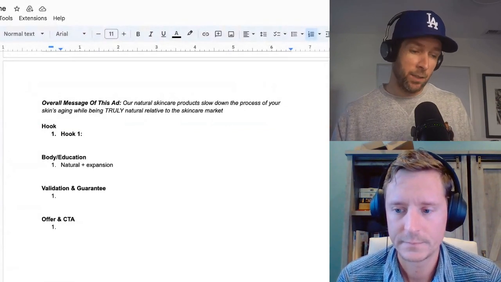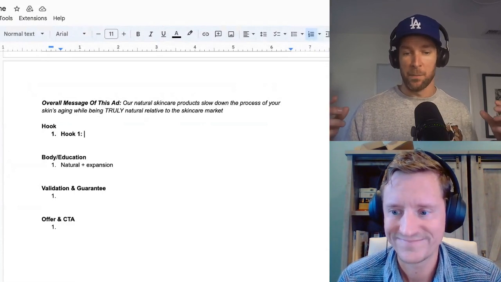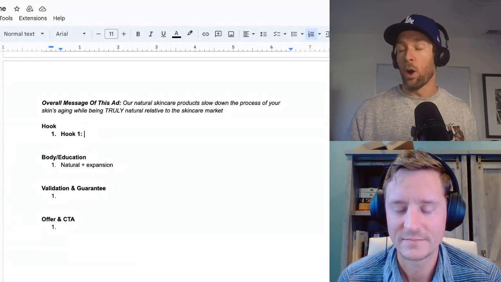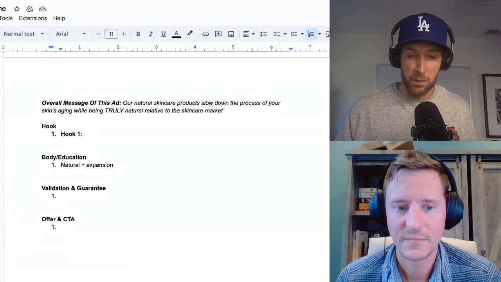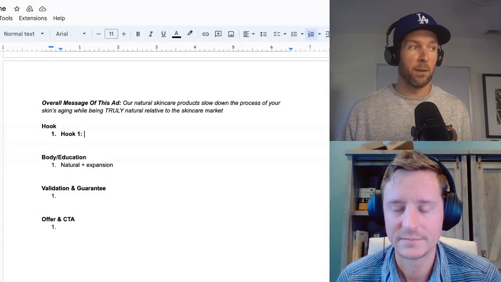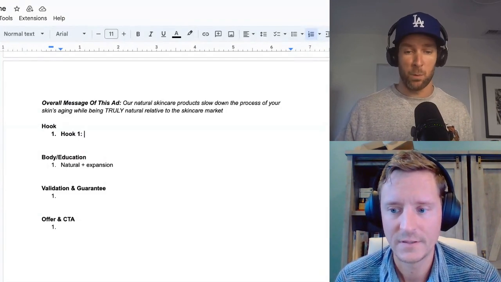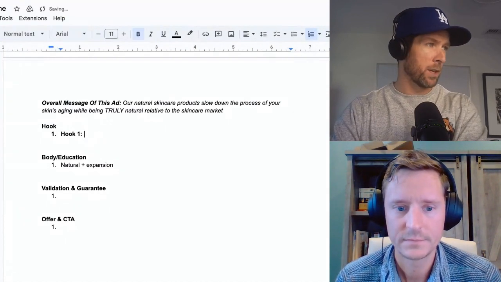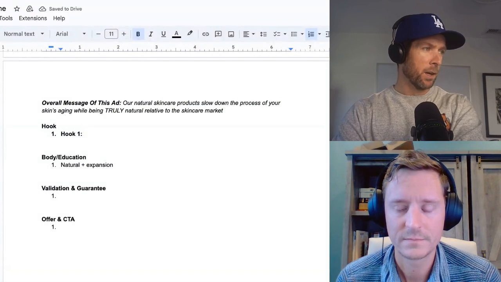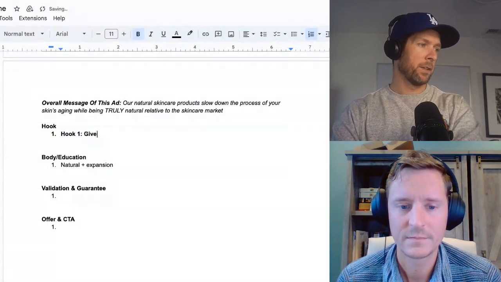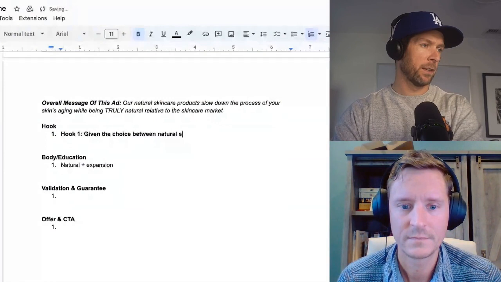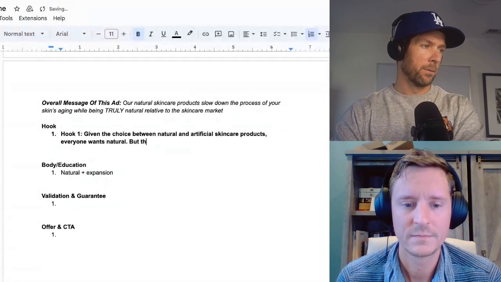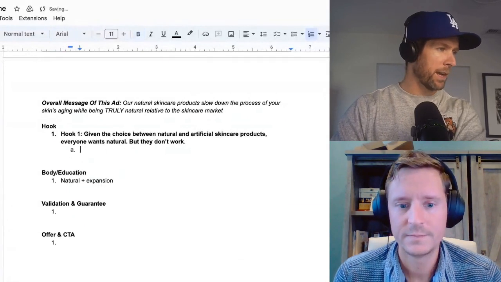And because you, like me, are committed to cost caps and to being able to test creative effectively without much cost, we can produce ads that have a whole bunch of different hooks. We could create 12 versions of this, launch them all into the ad account with no risk of overspending on bad performing ads. We could test as much as we want, because if it's not going to work, it just won't spend. So while we're on the subject, hook one will be, we'll just paraphrase this: given the choice between natural and artificial skincare products, everyone wants natural, but they don't work. Okay, something like that. We can hone that in later, but that gives us a start.